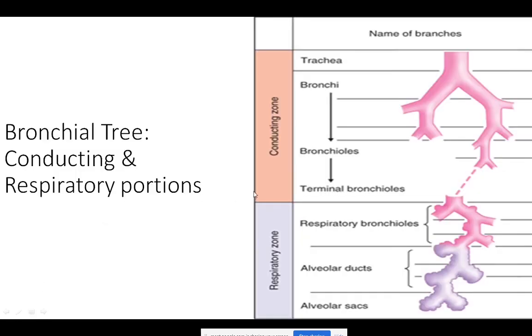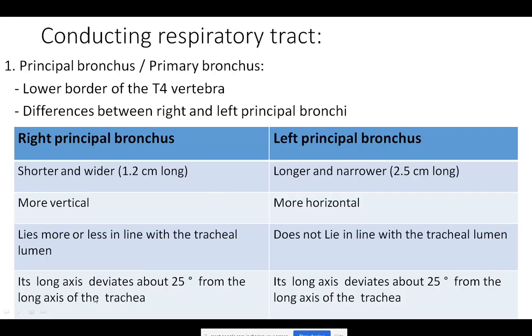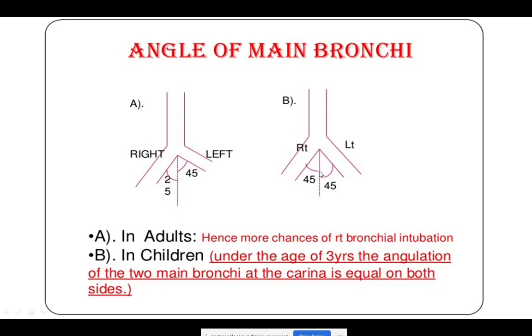The right principal bronchus deviates from the long axis of the trachea by about 25 degrees, whereas the left bronchus deviates by about 45 degrees. So it is almost horizontal, because it deviates from the long axis of the tracheal lumen more than the right does, that is 45 degrees.